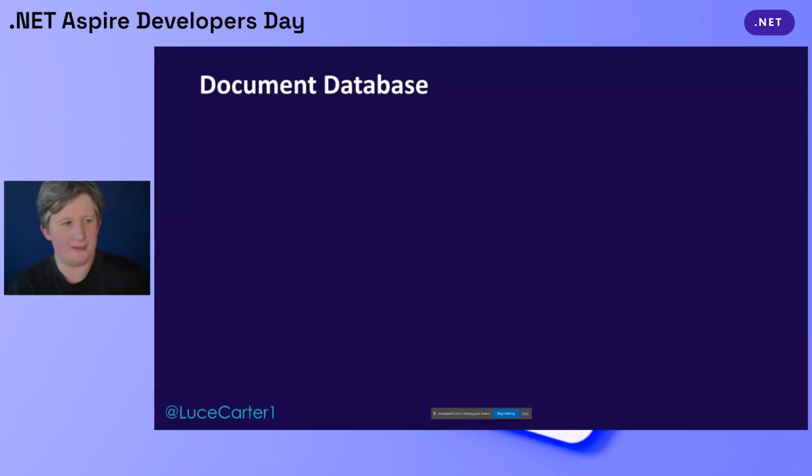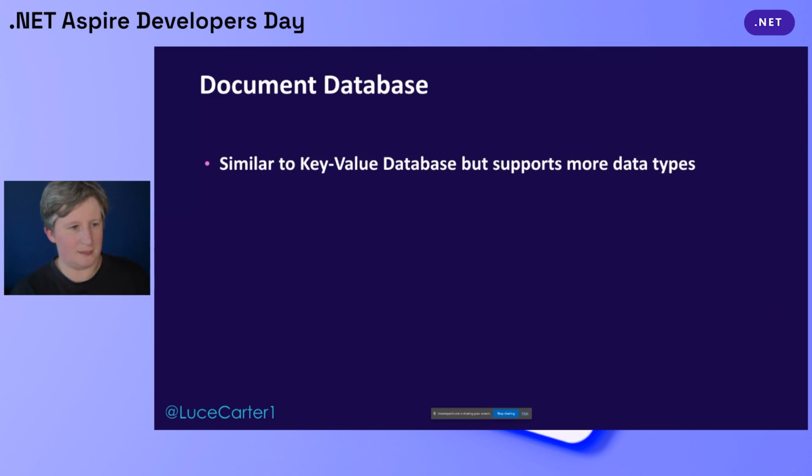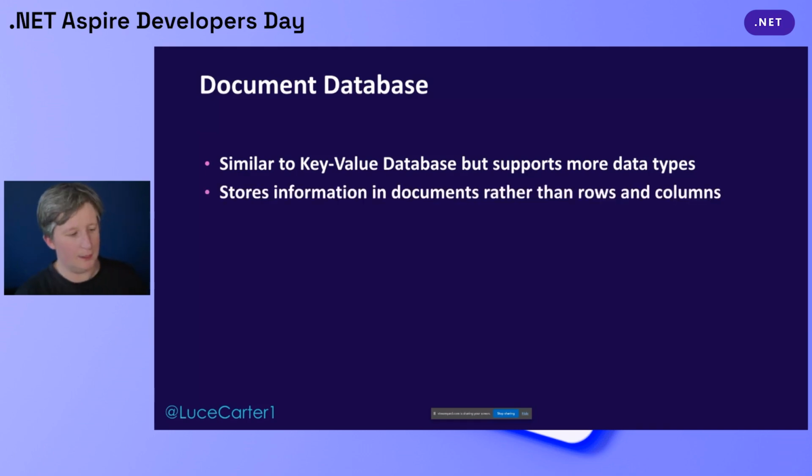So MongoDB is basically a document database, right? That is the crux of what MongoDB is. It's similar to a key value database, but it supports more data types. It can do all sorts of different ones, not just the basic, almost like string to string. And it stores information in documents rather than tables, rows, and columns that you might be used to from SQL databases. So you have a collection of documents rather than a table of rows.